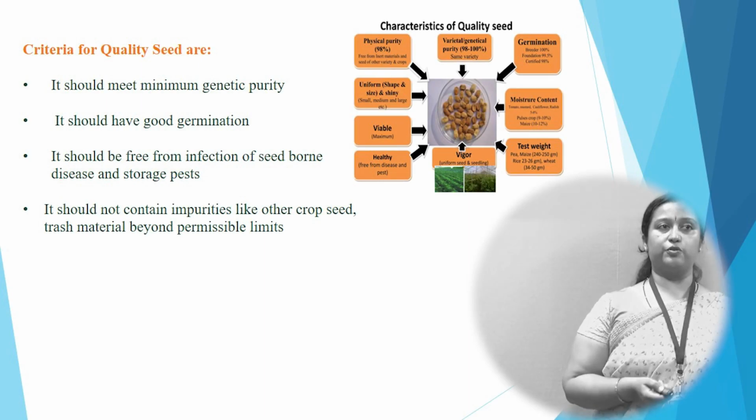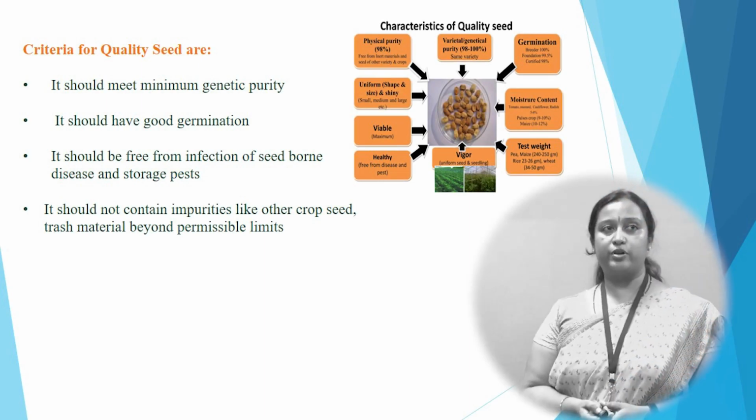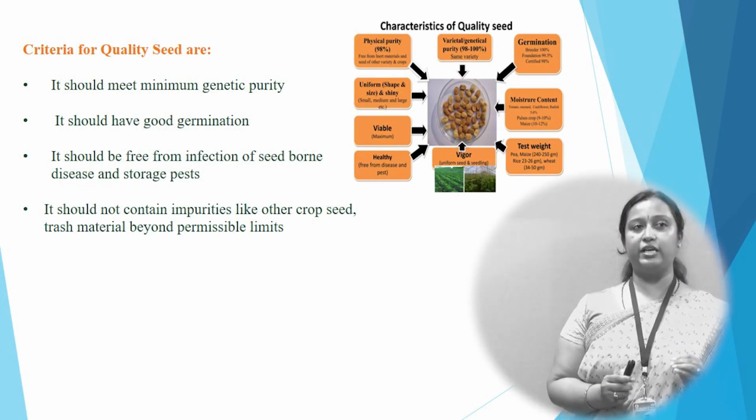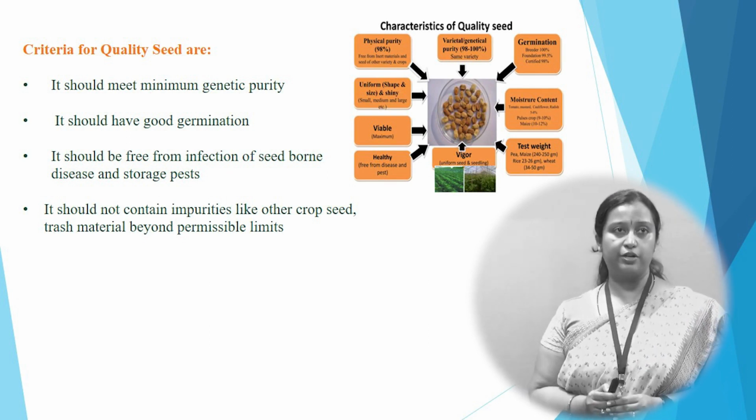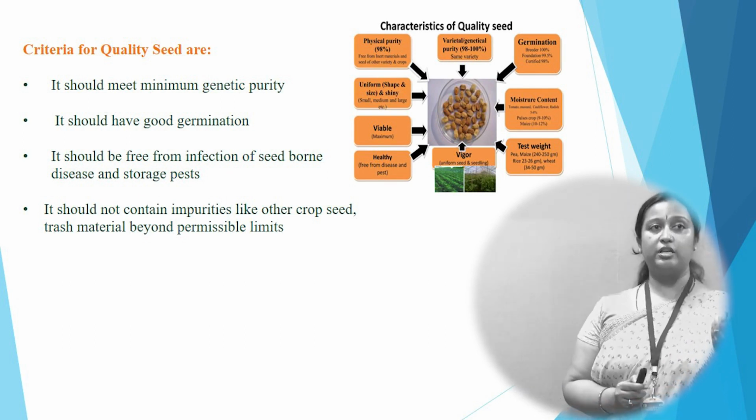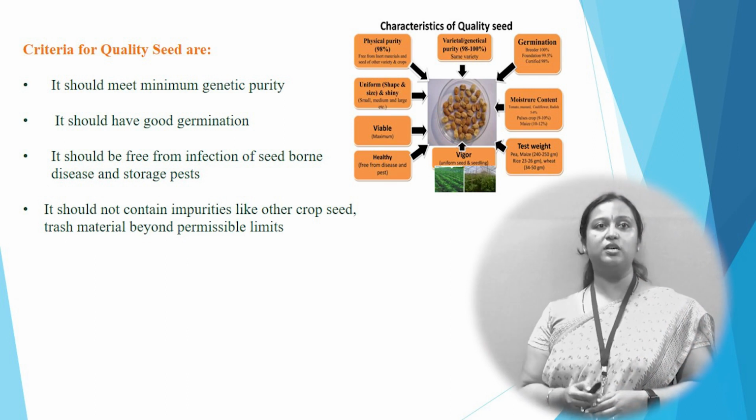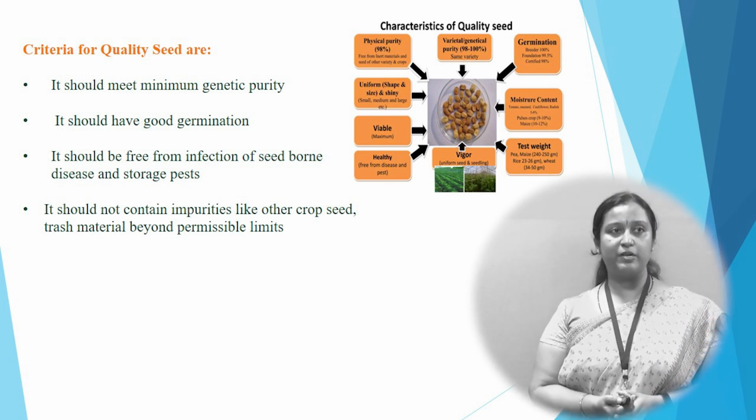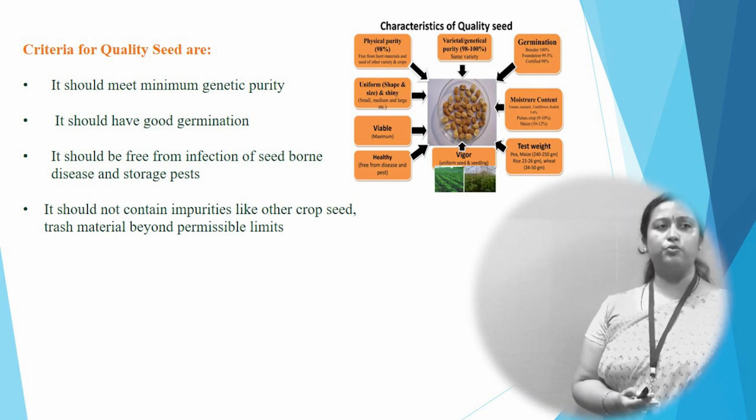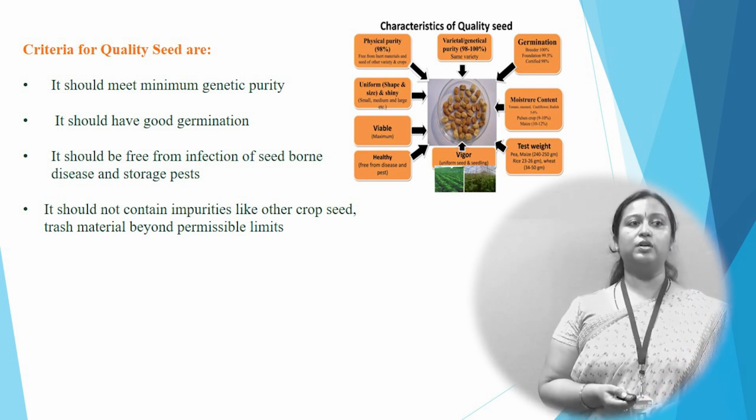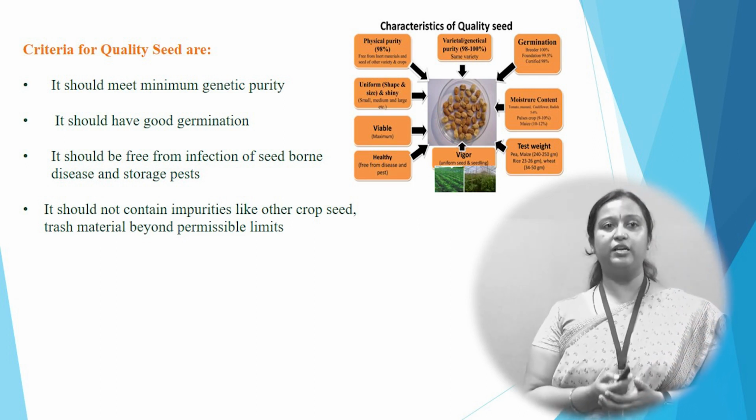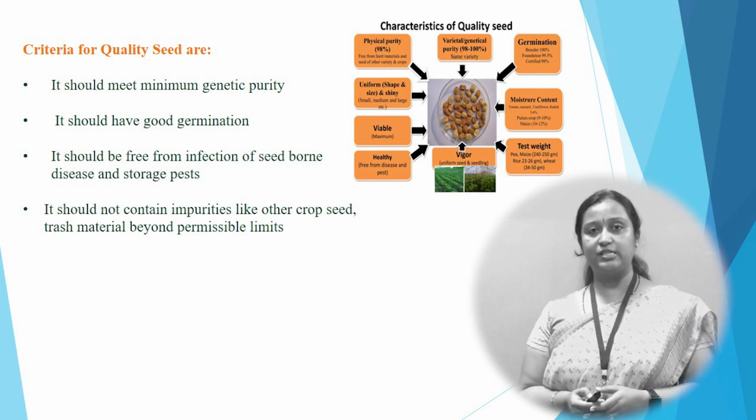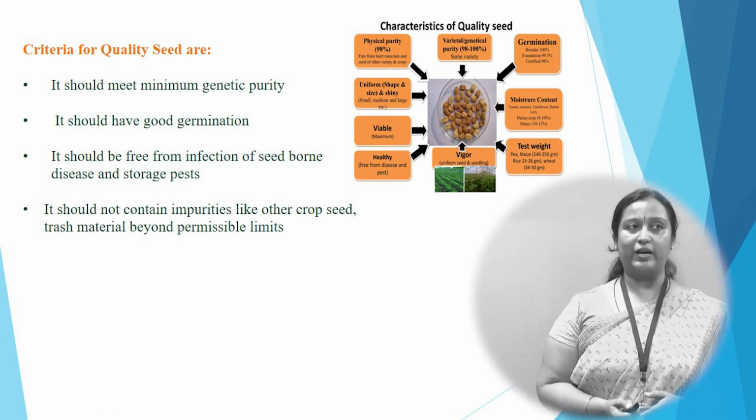Here in this picture, you can see that physical purity should be at least 98% in any variety of seed. Genetical purity should be 98 to 100%. Germination should be as high as possible. Similarly, seeds have to be uniform in shape, viable in nature, and healthy. These are all the criteria which decide a seed as a good quality seed.